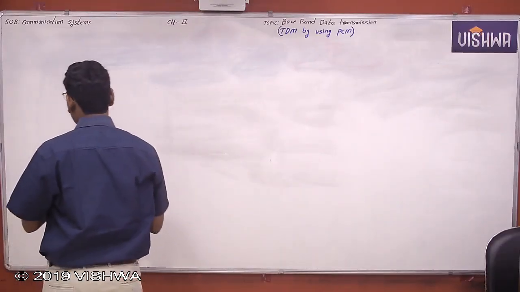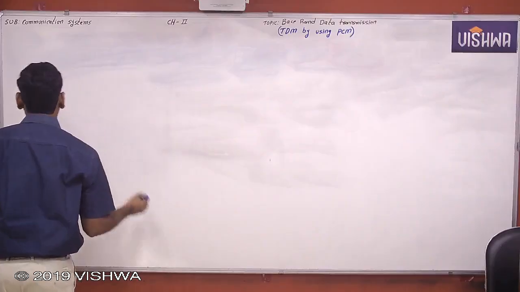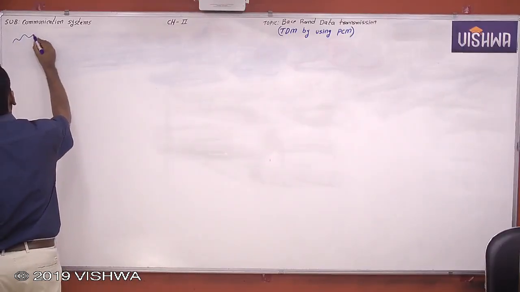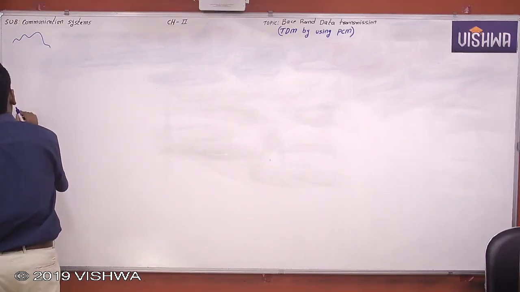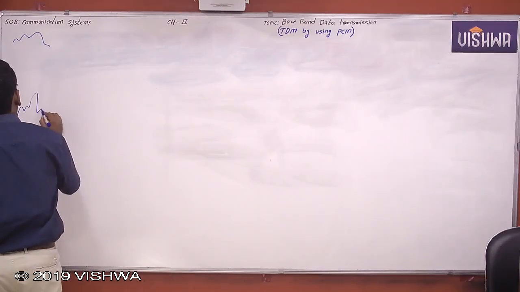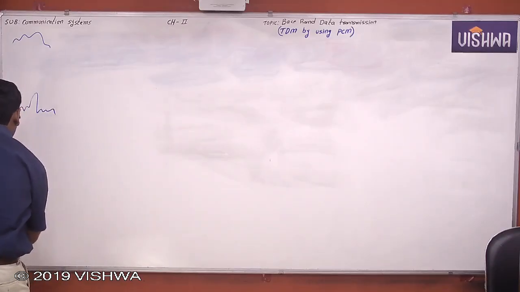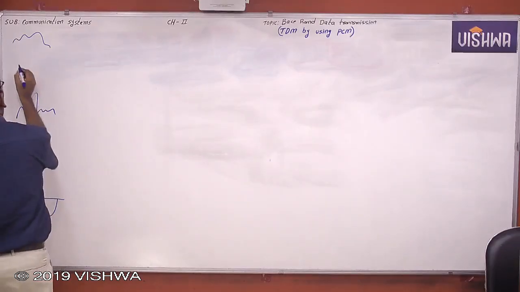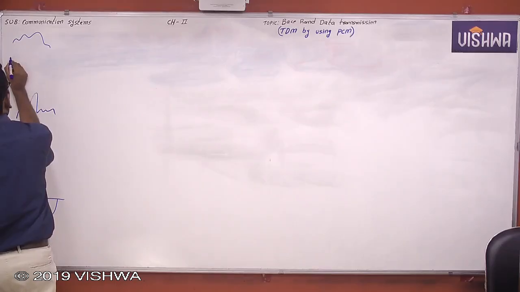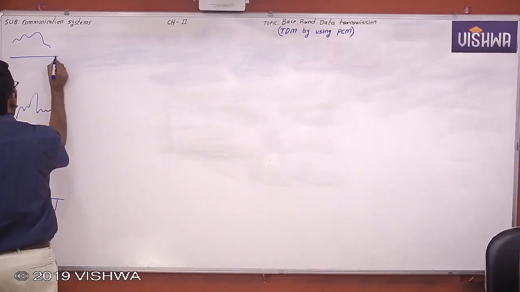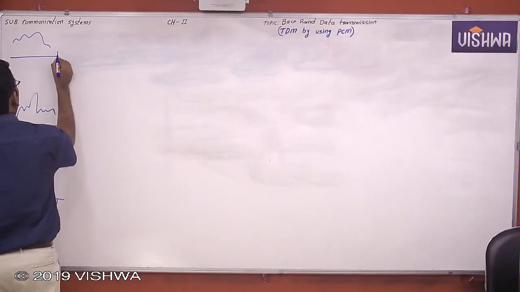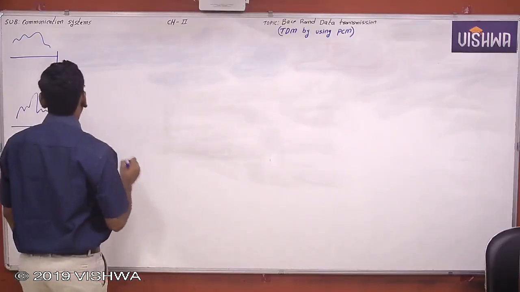Now similarly, see here. Now these are the three signals. This is the first signal. This is the second signal. And this is the third signal. Okay. Now these are the signals which we are going to multiplex.